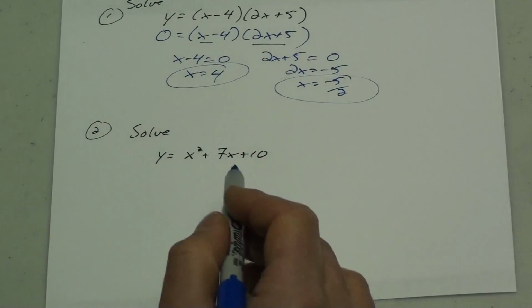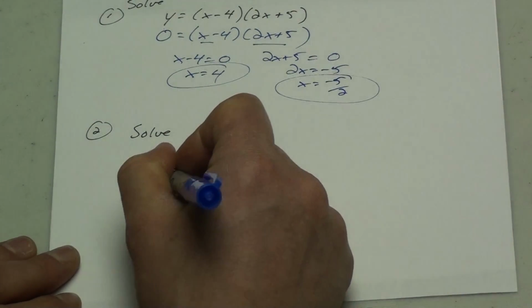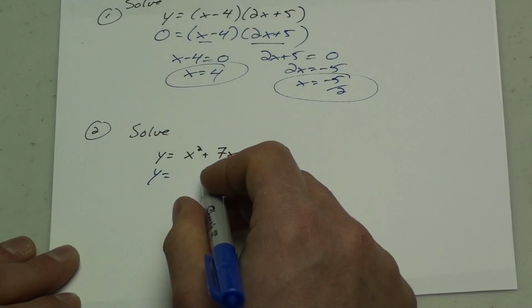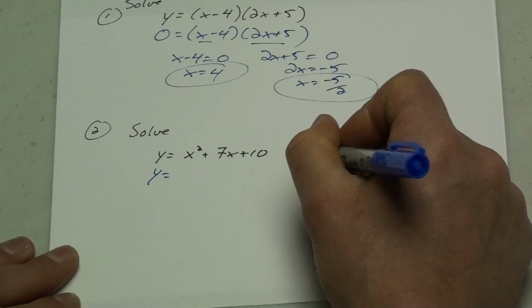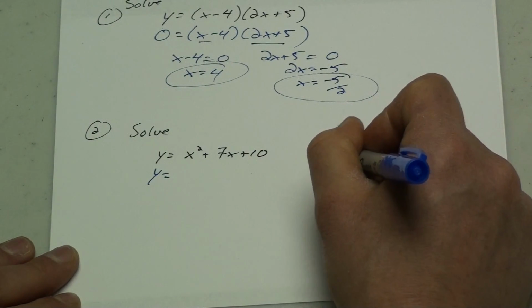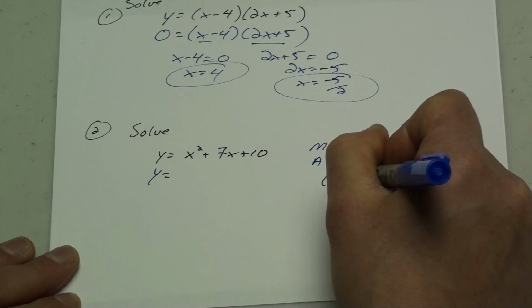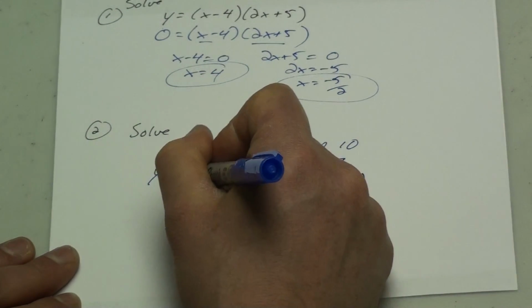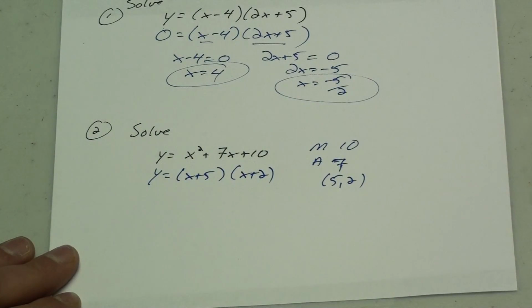Take another equation. This one is not in factored form, so the first thing I should do is factor it. Y equals, I have a simple trinomial, so I need two numbers that multiply to the last value and add to the middle value. So I multiply to 10 and add to 7. That is 5 and 2. So I can write out x plus 5, x plus 2. There it's in factored form.